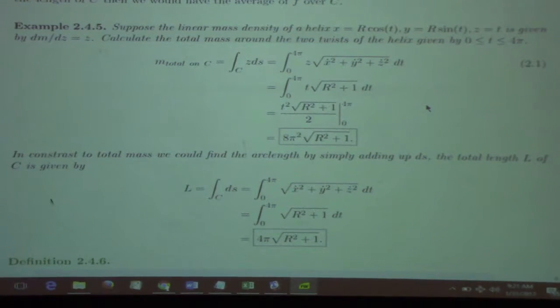So anyway, there it is. If you wanted to calculate the average mass density on the curve, you could take the total mass divided by the total length. That would give you the average mass density, in contrast to the infinitesimal density, which is variable.